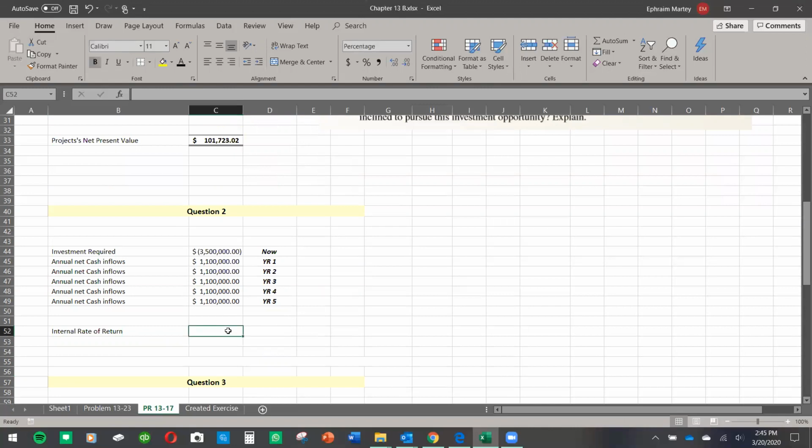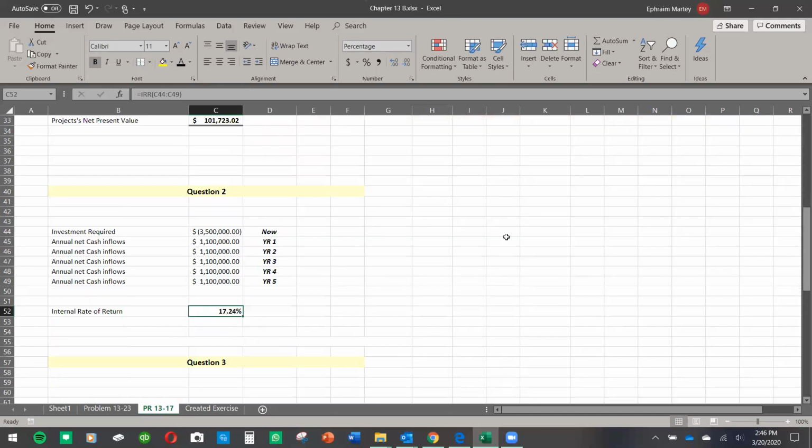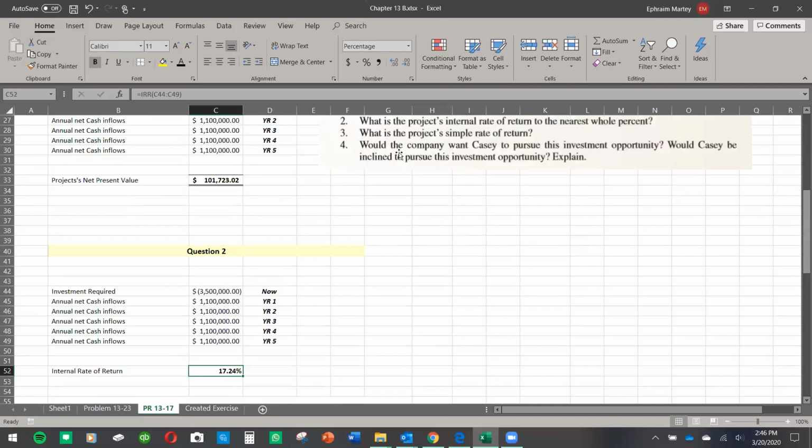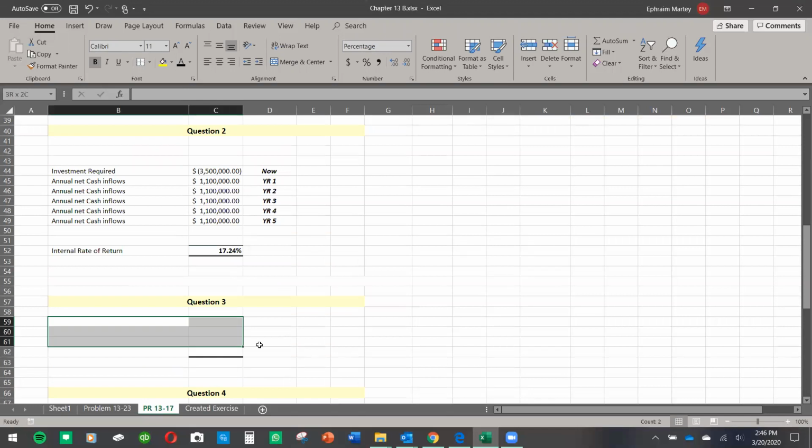This internal rate of return, just like we did in the previous video, we're going to do the same thing here. So you type in IRR. Okay, you type in IRR, you open parentheses and you select all cash inflow and outflow. You close parentheses, you press enter. So internal rate of return is 17%, and it might be a little less or more, okay? 17.24%, that's the most accurate one. That's internal rate of return. Okay. Now you can pause the video and see if you can get the number 3 as well. What's the project simple rate of return? So pause the video now.